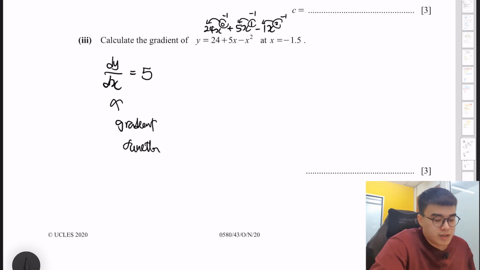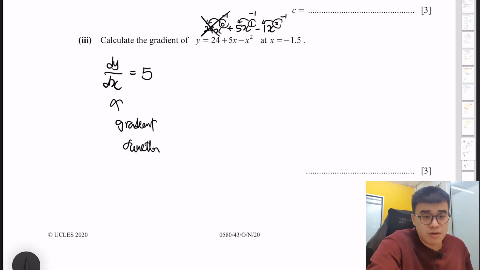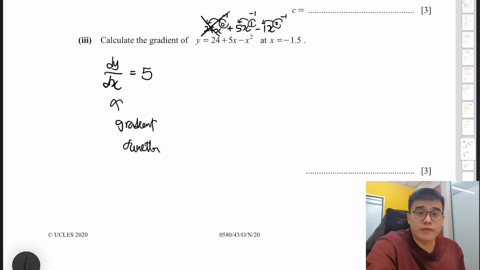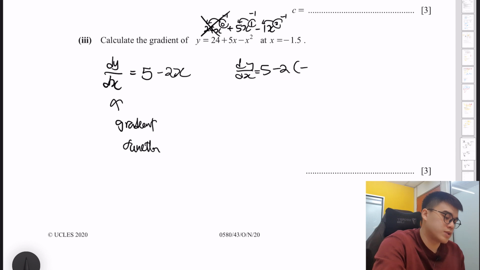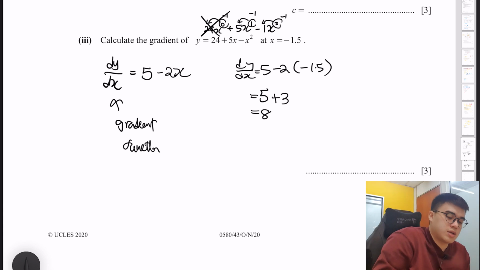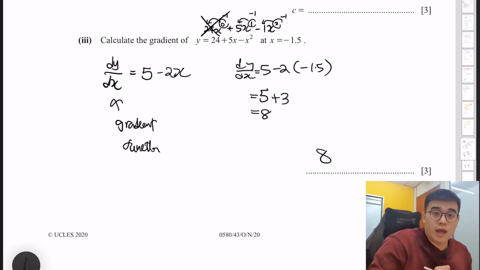You will get your final answer as 5, because this will be completely cancelled off. 0 multiplied with 24 will get you 0 right away. And x to the power of 0 is 1, followed by negative 2x. So when it's 5 minus 2x, your x will be substituted by negative 1.5. You will get your results as 5 plus 3, which is 8. So your gradient function will be 8.